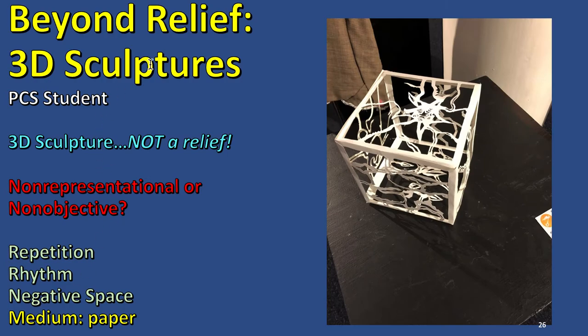This is beyond relief. This is a 3D sculpture. And it plays a lot with the negative space here. We have repetition, we have rhythm and movement. You have the curvy lines in here contrasting to the geometric shape of the cube, and the medium is paper.